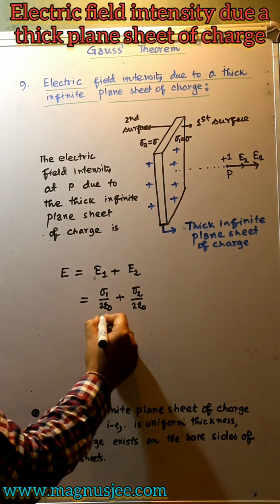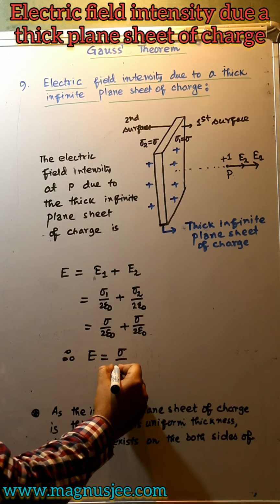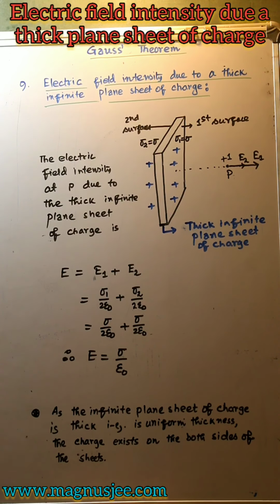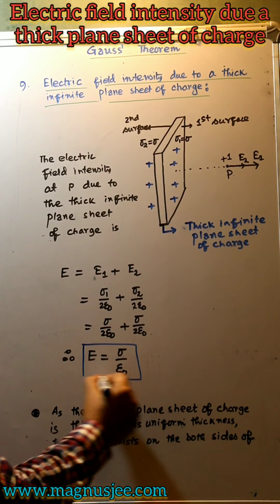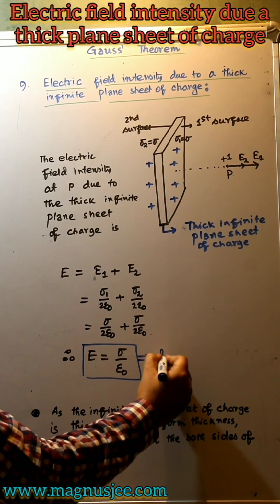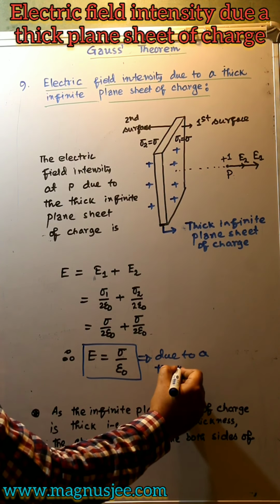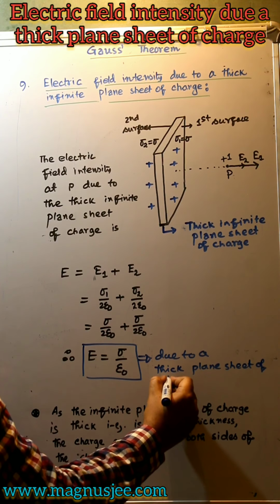So if we put in the expression, we find sigma by 2 epsilon 0 plus sigma by 2 epsilon 0. Therefore, we get the expression of electric field intensity due to a thick infinite plane sheet of charge as sigma by epsilon 0. So this is due to a thick plane sheet of charge.